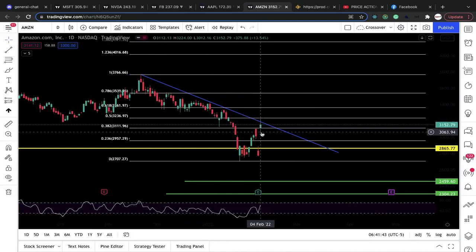It fell right back down. So we never actually quite got the breakout. It tried. So we'll continue to monitor it and watch it and see if the breakout will happen.